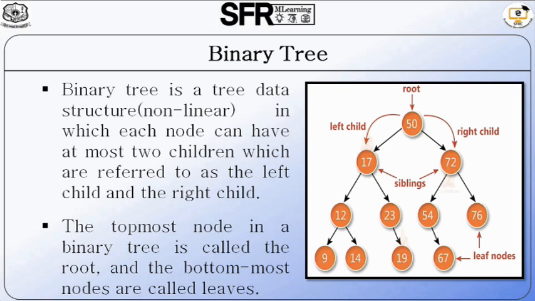Here in the diagram, the root node is node 50 which has right and left subtrees. Node 17 is the left child and node 72 is the right child of the root node 50. The left subtree of the root node consists of the nodes 17, 12, 23, 9, 14, 19. Similarly, the right subtree of the root node consists of the nodes 72, 54, 76, 67.